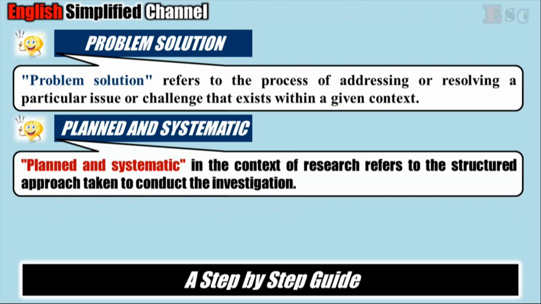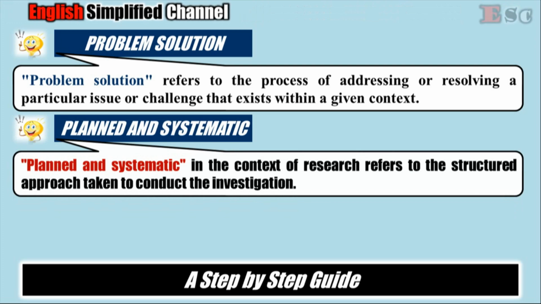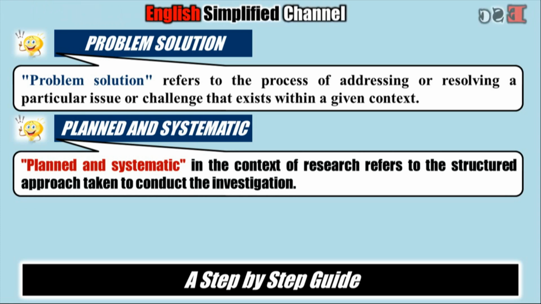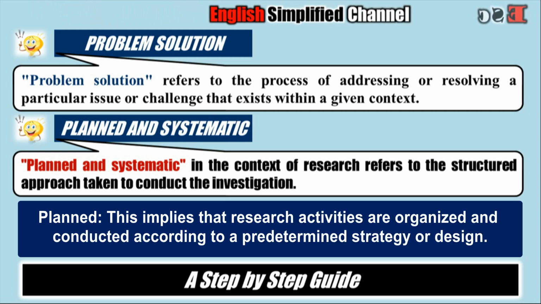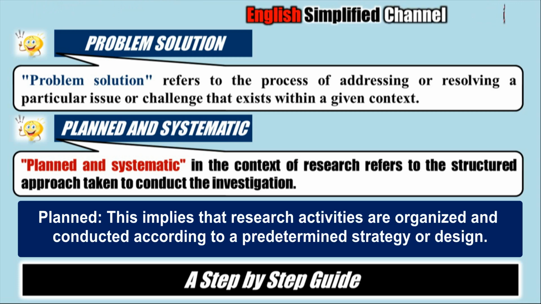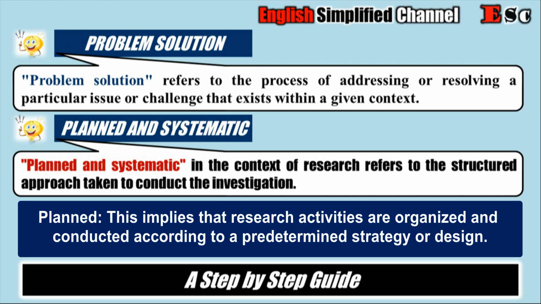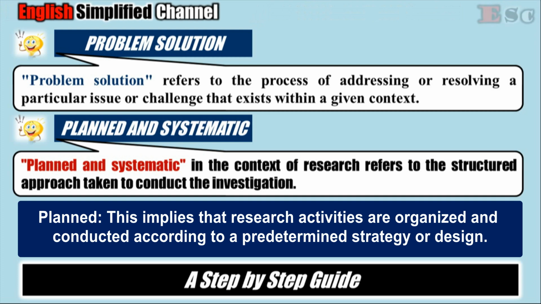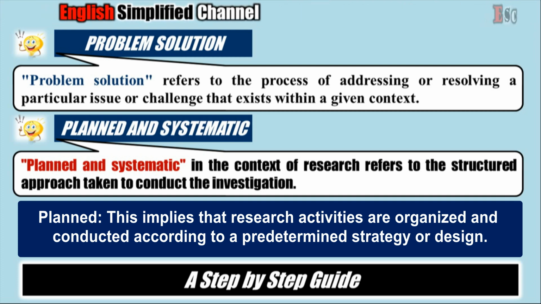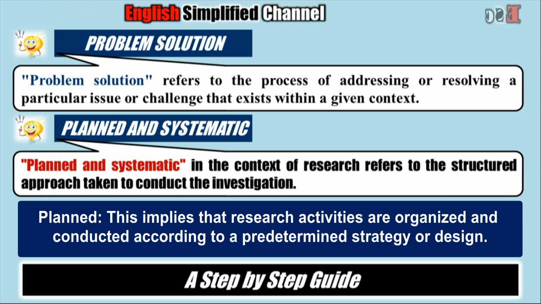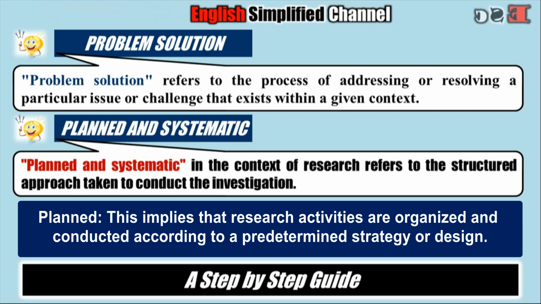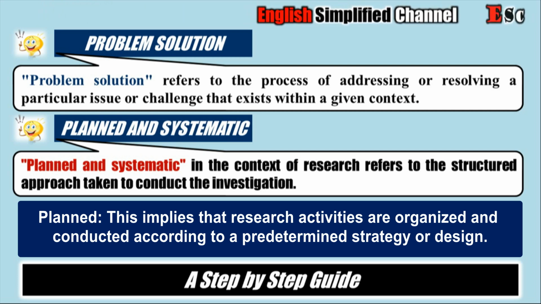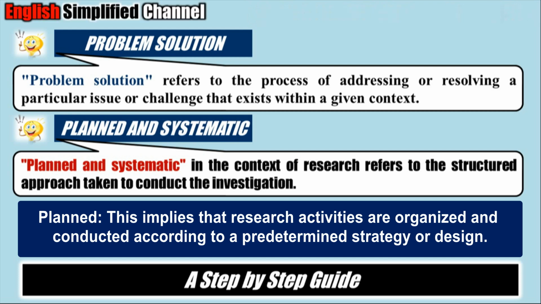2. Planned and systematic, in the context of research, refers to the structured approach taken to conduct the investigation. Let's break down what each term means. Planned. This implies that research activities are organized and conducted according to a predetermined strategy or design. Before starting the research, a plan is developed outlining the objectives, methodologies, data collection techniques, timeline, and resources required for the study. Planning ensures that the research is focused, efficient, and capable of addressing the identified problem or question effectively.